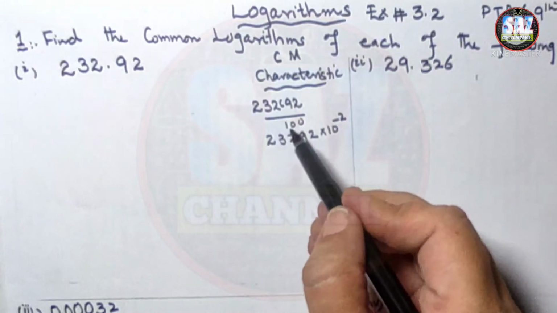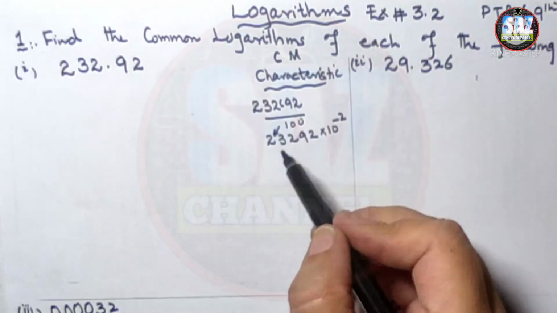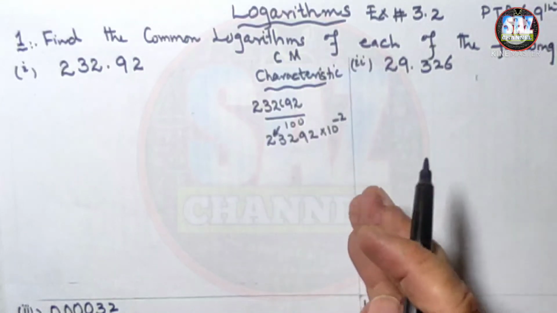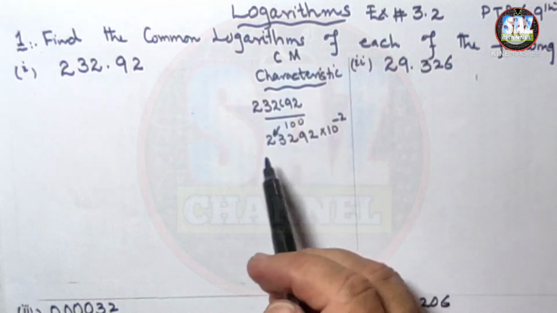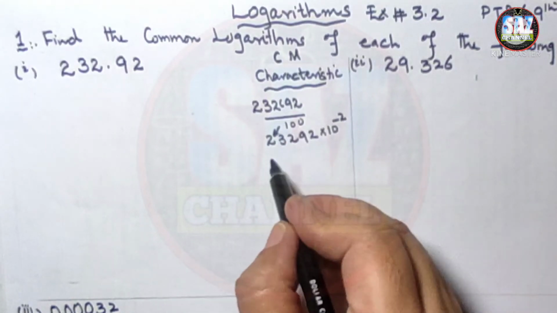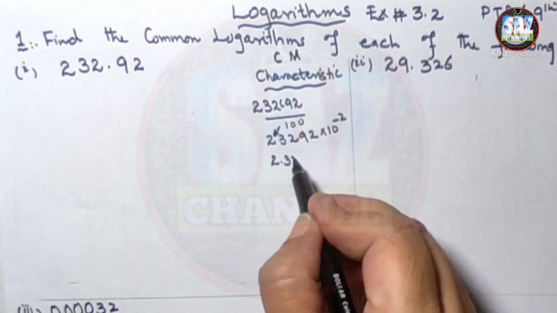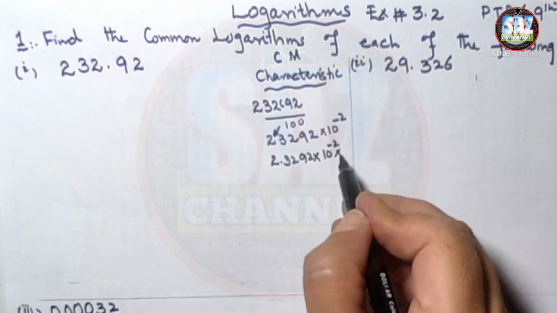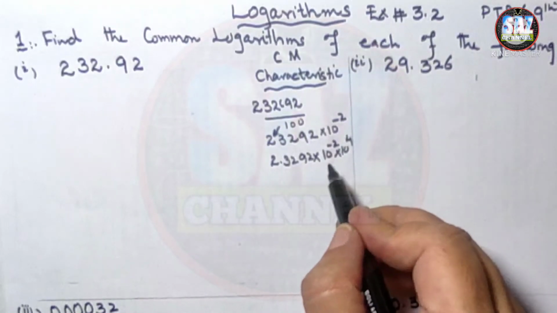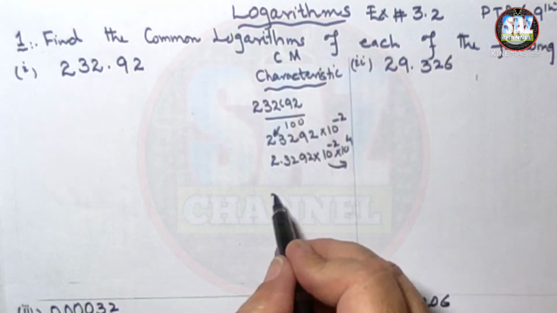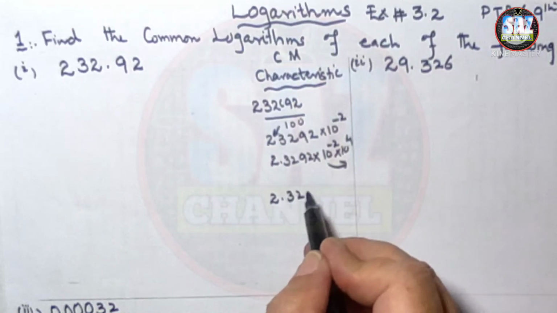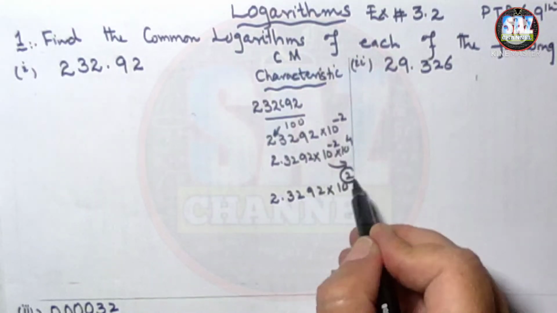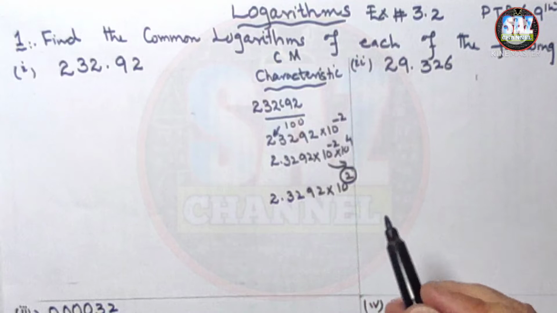And now recall that I have to bring the decimal between 2 and 3. So how many digits towards the right hand side, or how many left moves I am taking? 1, 2, 3 and 4. So it will become 2.3292 multiplied by 10 raised to power minus 2 multiplied by 10 raised to power 4. Here the bases are same, so it can be written as 2.3292 multiplied by 10 raised to power 2. So the characteristic of this number is 2.